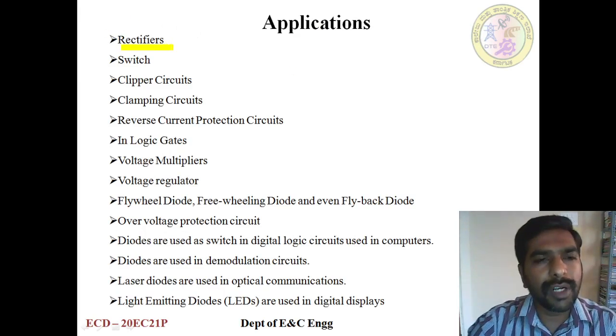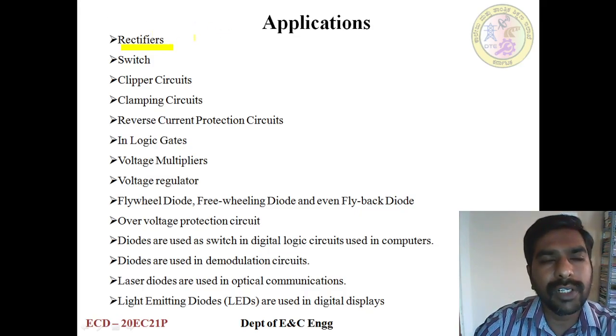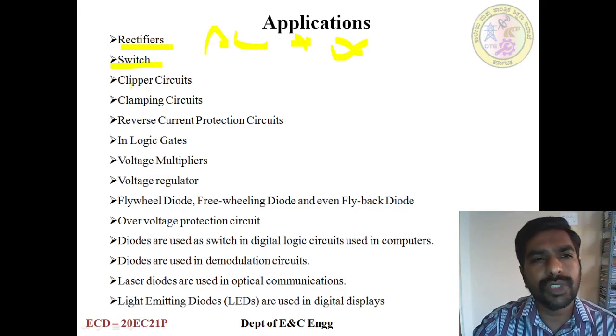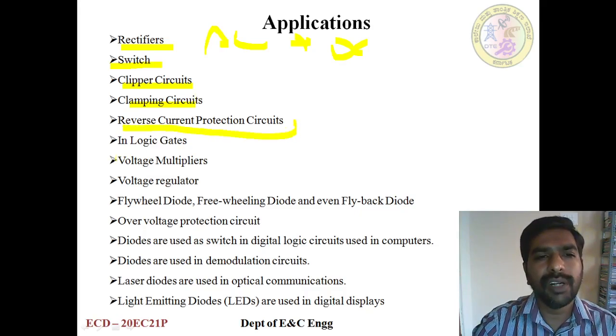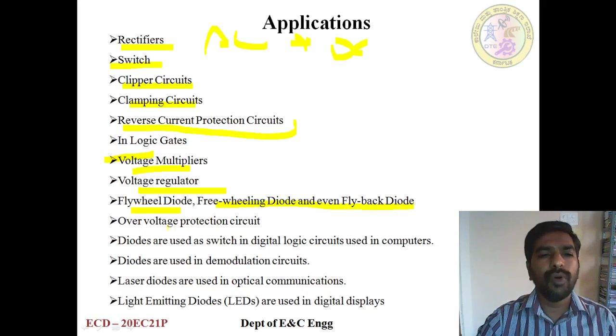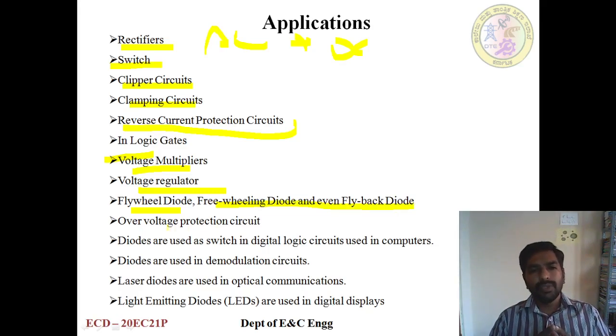Diode is called a rectifier element. So a rectifier element is a diode. It converts AC to DC. This is the basic component used in rectifier circuits, and you can use this diode as a switch, in clipper circuits, clamper circuits, reverse current protection circuits, and also logic gates, voltage multipliers, voltage regulators, and freewheeling diodes. Freewheeling diodes are also called flyback diodes. Also for over voltage protection, a diode can be used as a switch in digital logic, used in computers. Diodes are used in demodulation. There are plenty of applications. Majorly we are concentrating on the rectifier, and on the clipper and clamper.